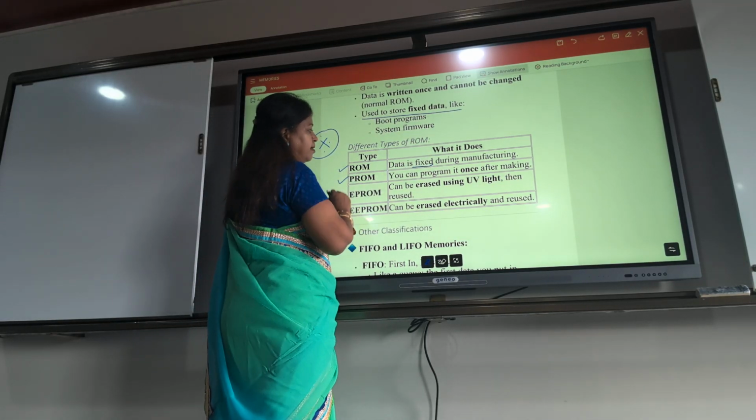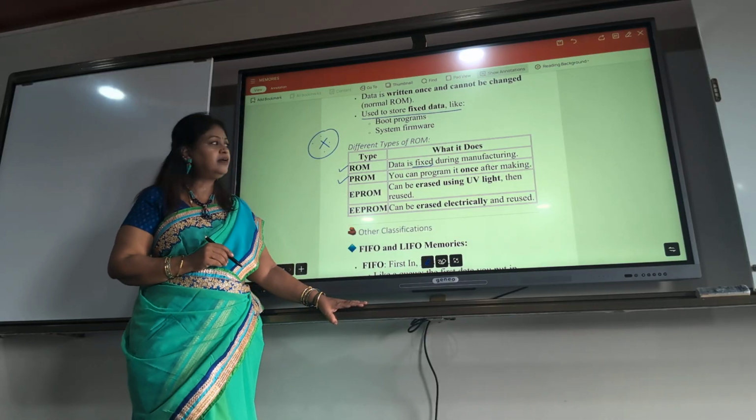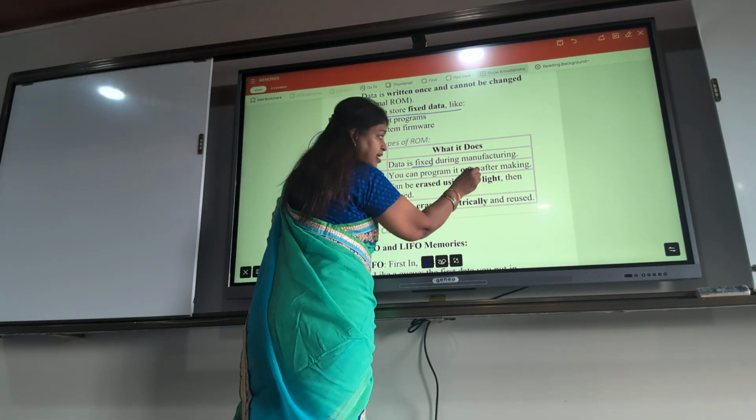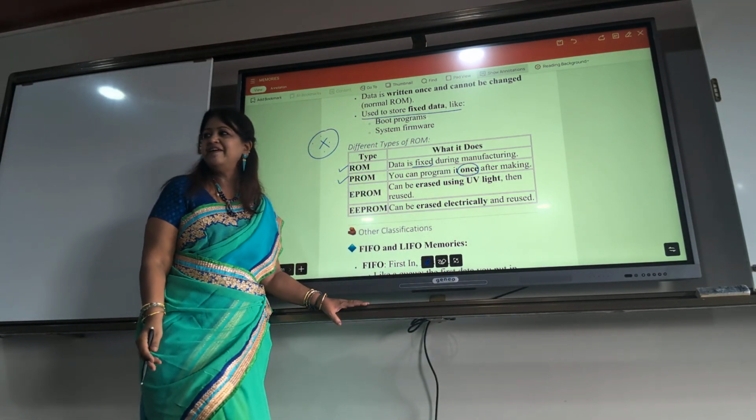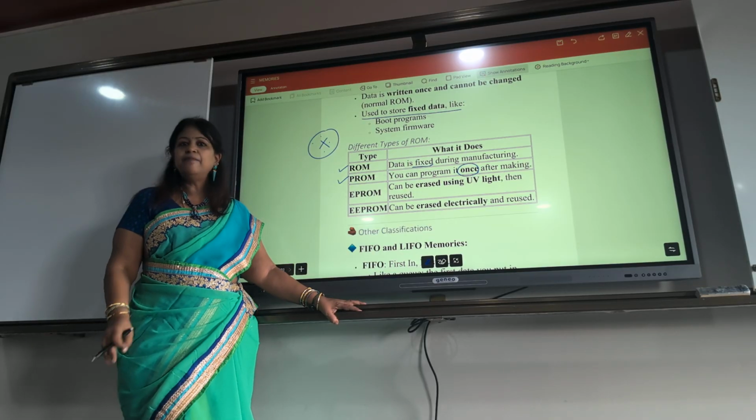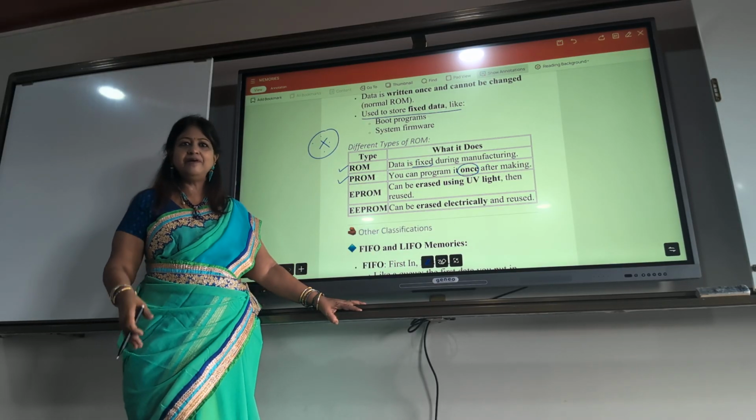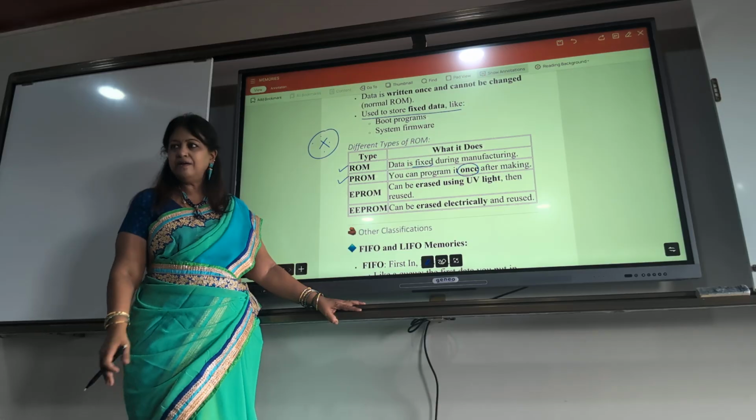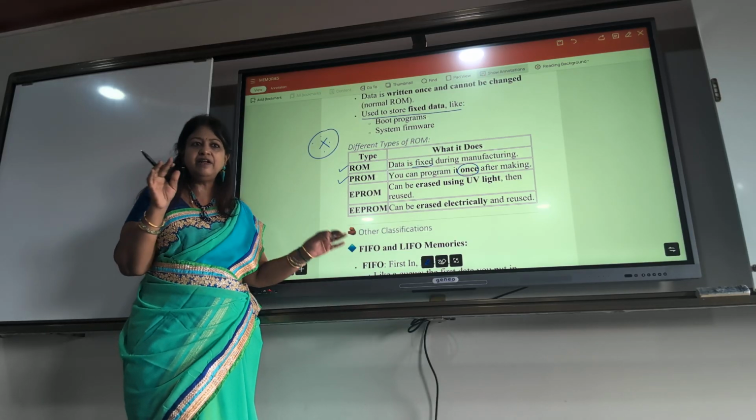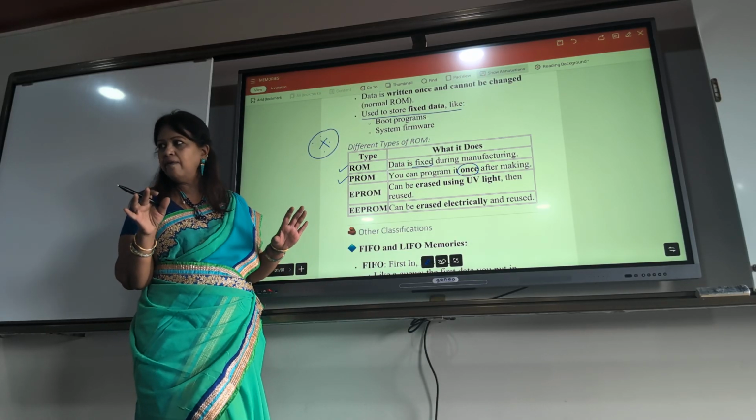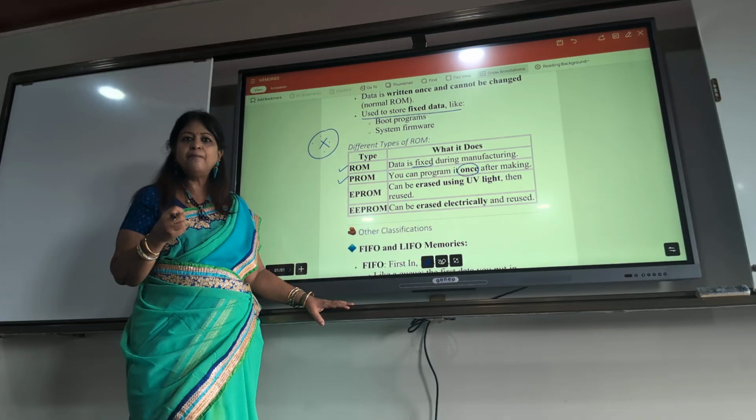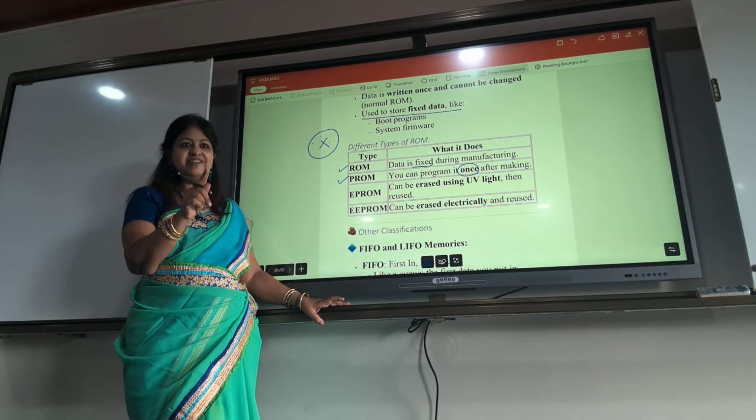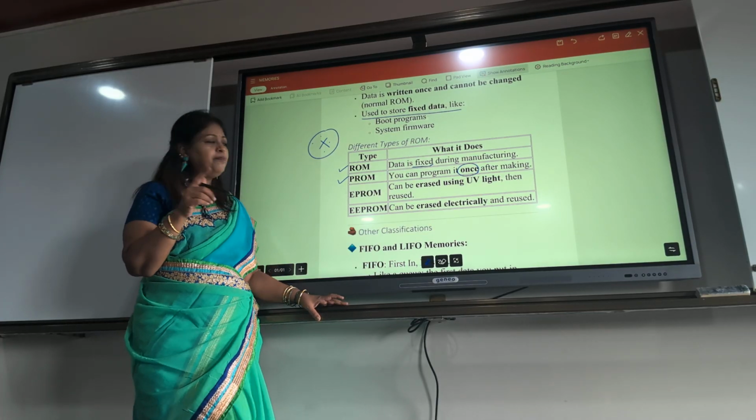Then programmable read-only memory means what? You can program it once after making. They are manufacturing, and if you need to write something, you can program only once. Or they will give you a blank ROM, you bring it to your company and you program it once. Only once you can program.